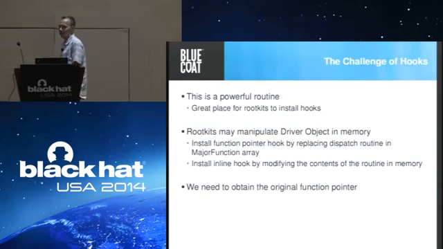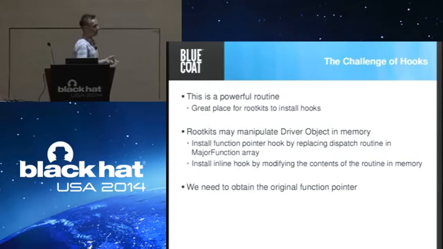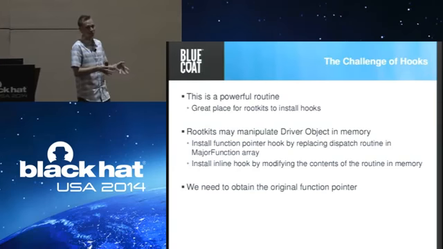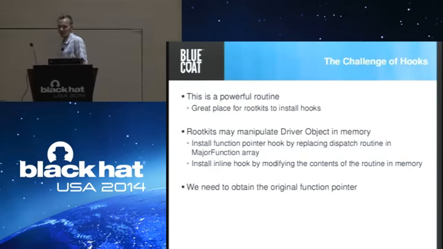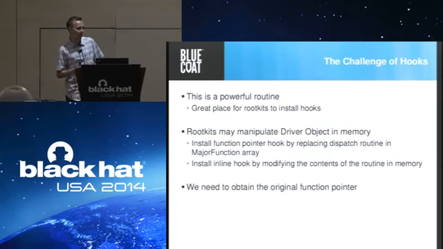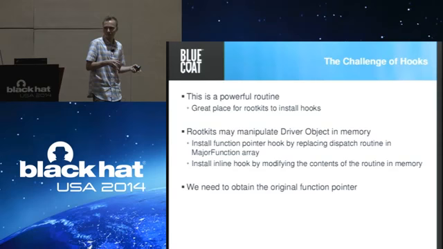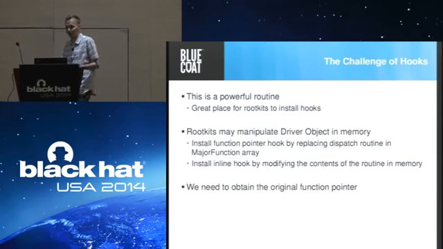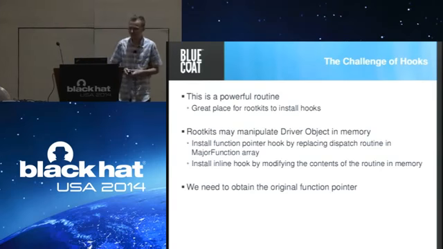So what the rootkit will do is one of two things, right? It will either replace the address of the dispatch routine in the major function array within the miniport's driver object in memory. Or it may also find the dispatch routine and then decide to replace some of the contents of it in memory, typically inserting a branch instruction at the very start of it, which will, once the routine is called, transfer control to the hook destination. So it serves the same purpose. It's just a bit harder to detect and bypass.